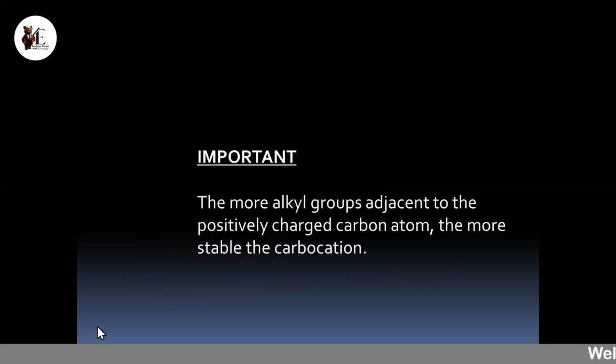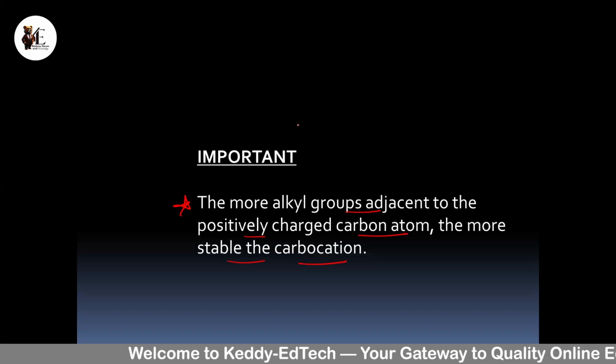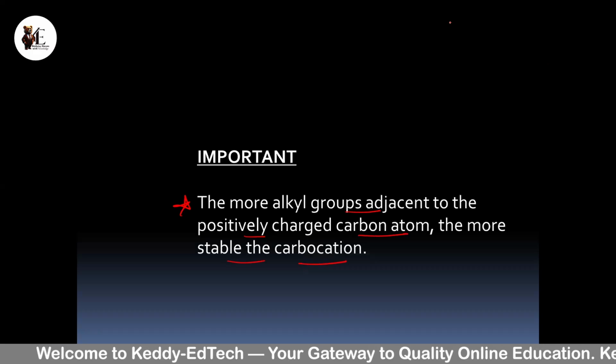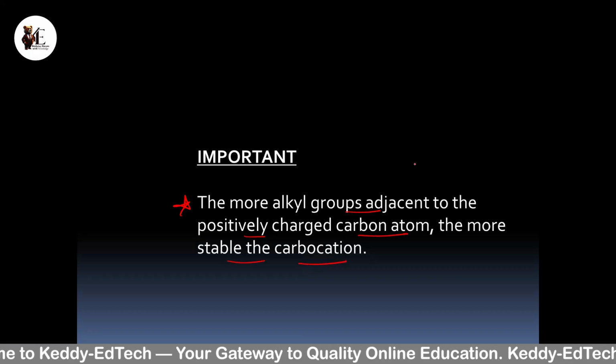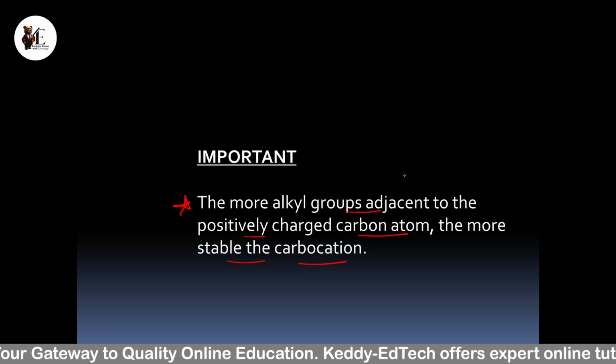Okay. So this is an important point, or you can say the conclusion, that the more alkyl groups adjacent to the positively charged carbon atom, the more stable is your carbocation. If you have 2 alkyl groups and if you have 3 alkyl groups, then the carbocation which is attached to the 3 alkyl groups is more stable as compared to 2 alkyl groups.